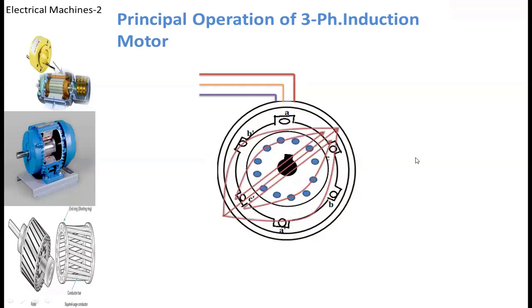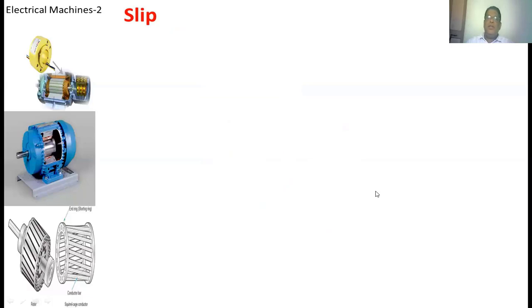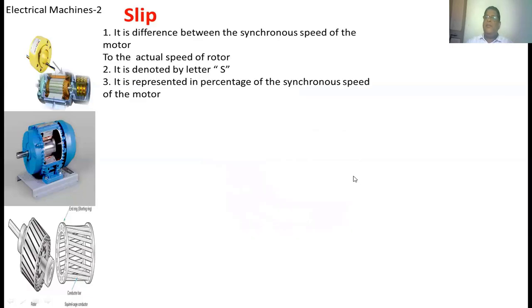Now we are going to see slip. It is a very important term in an induction motor. Slip is defined as the difference between the synchronous speed of the stator flux and the motor speed. Already we have seen that the stator flux is running in one direction. The rotor also rotates in the same direction, but the rotor never catches the speed of the stator flux. There is some lagging between the stator flux and the rotor. That means the rotor slips back from the stator flux.